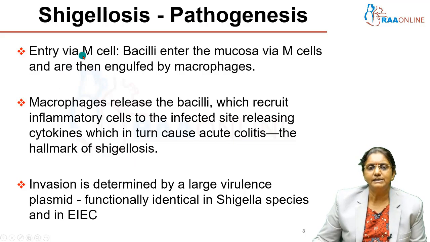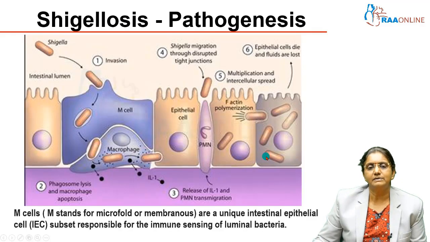All this invasion into the cell is made possible because Shigella has a very large plasmid. It's a virulence determining plasmid, and the same kind of plasmid is seen in enteroinvasive E. coli. So not only Shigella but also EIEC has this large virulence plasmid. Now let's see this picture.